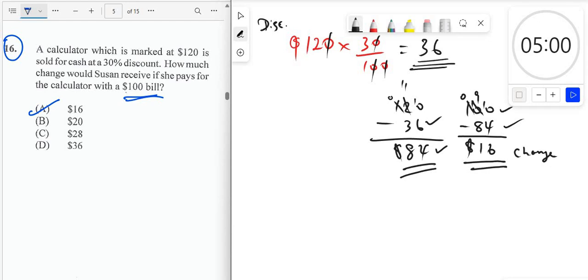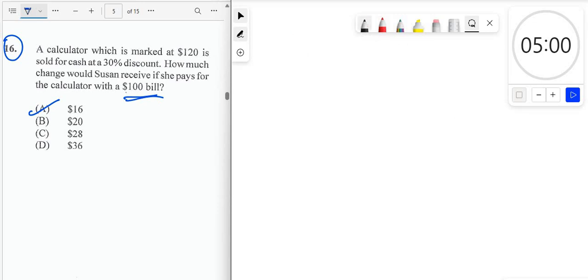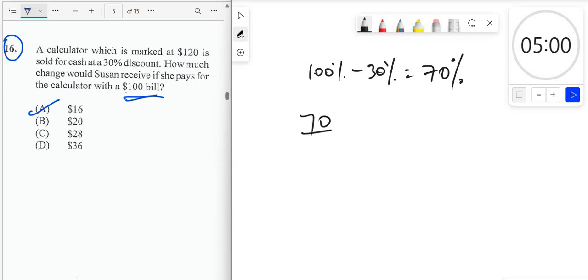A quicker way to do this though, let me just show that to you quickly. I'm getting right to your answer. You should have paid $120, but they took off 30%. So you should have paid 100%, but they took off 30%. So you're in fact paying just 70% of the cost. So if you find 70% of the 120, you get the exact cost right away.